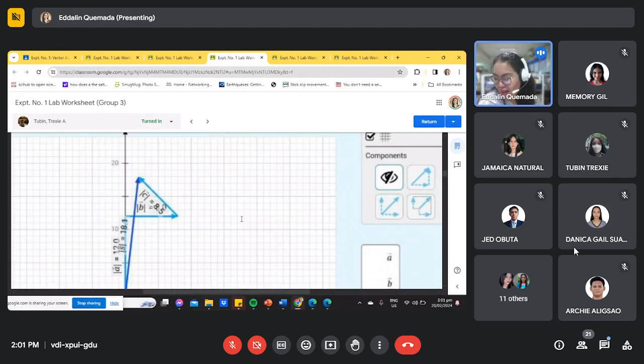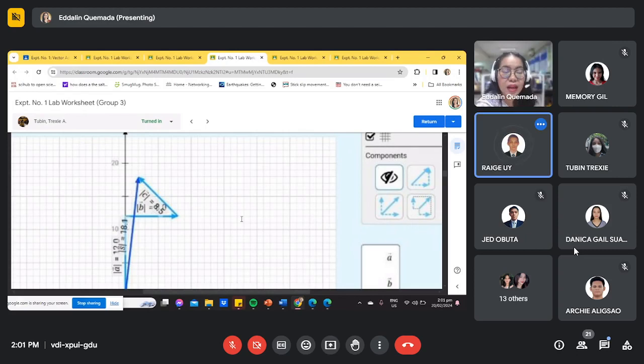How about vector C? Both have x and y components. It has both values for the x and the y component. In other words, this is an example of a two-dimensional vector. Right?